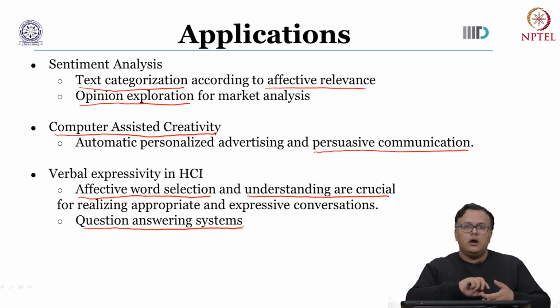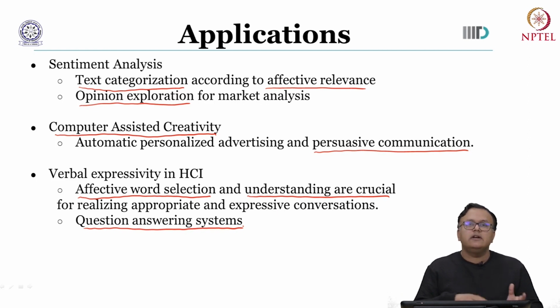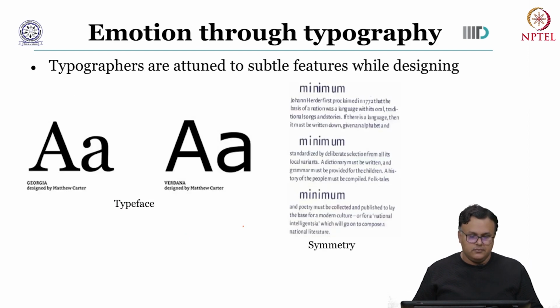So, how to convey the emotion behind, let's say, an answer which a machine is giving to a user, right? So that would be based on the word selection and so forth. That means your system needs to pick up the right words which will convey the right emotion. Now, from this, let's move to how emotion has been conveyed in the past decades in the field of typography.